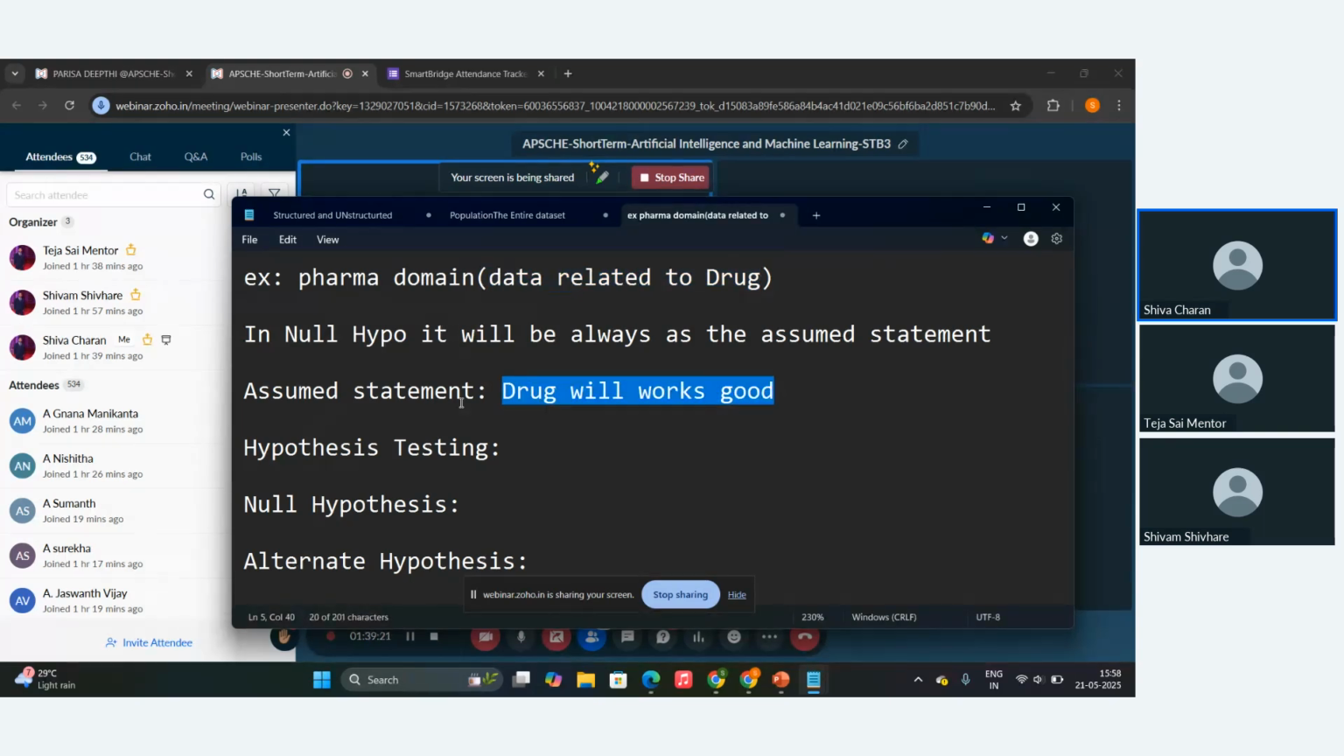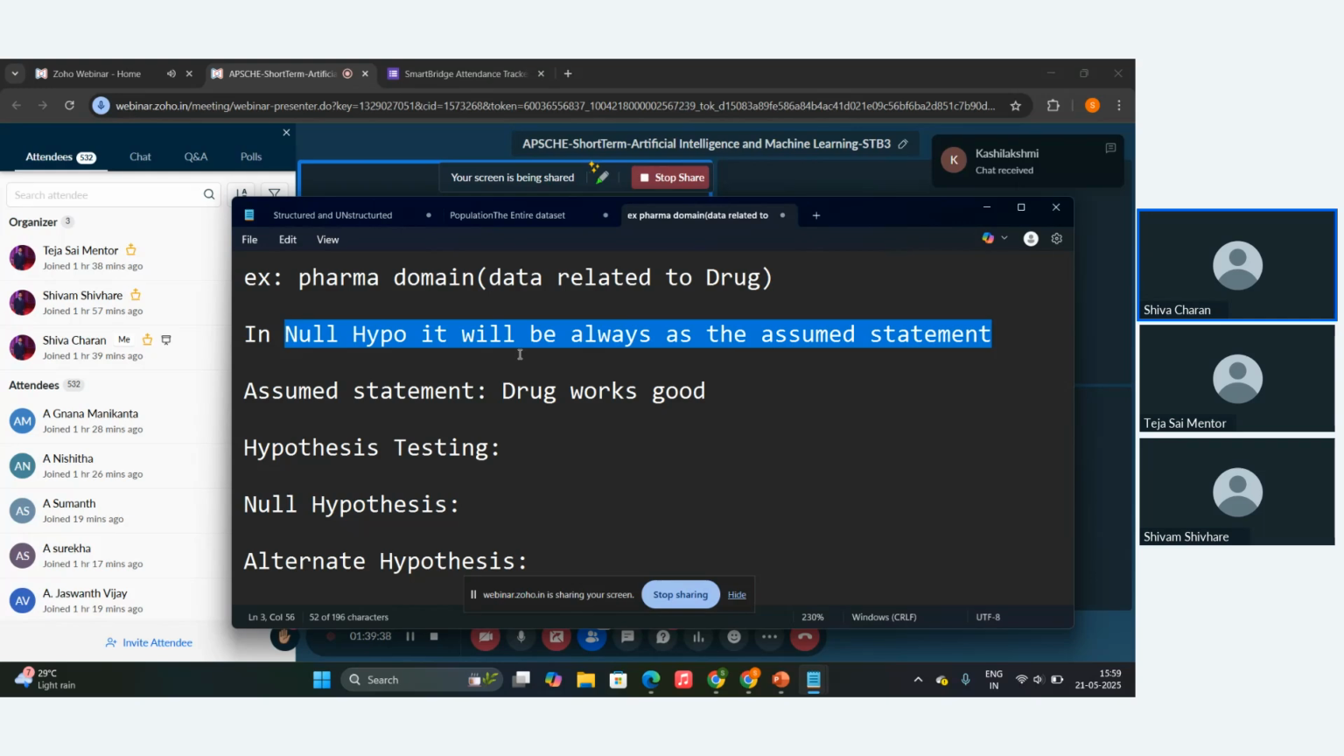So here the assumed statement is: drug works good. The drug works good is the assumed statement. In the null hypothesis, every time it will always be the assumed statement. So what is the assumed statement? What is the null hypothesis here?